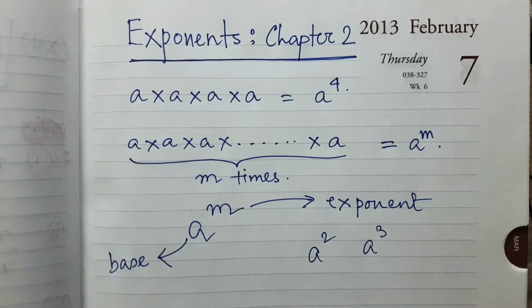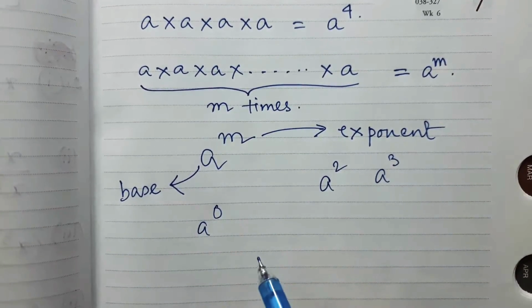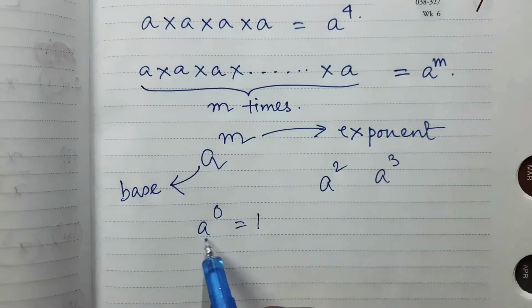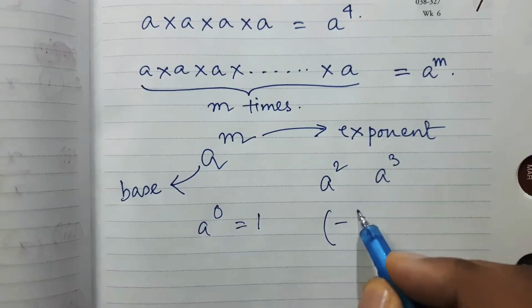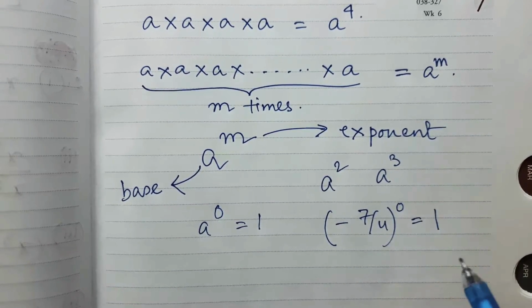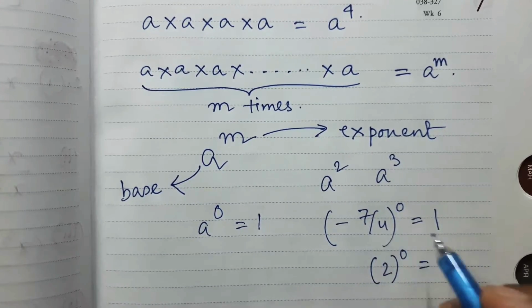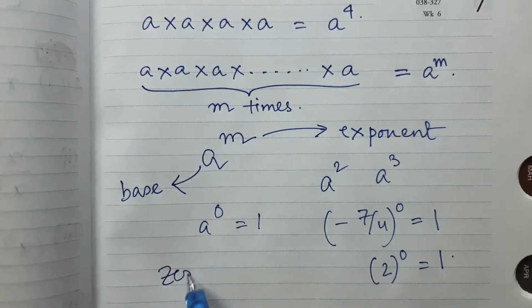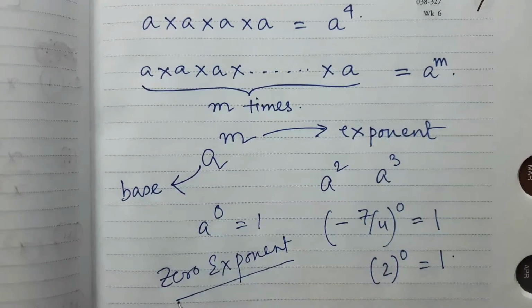Now if the exponent, that means this m, is 0, then it is called zero exponent. That means a power 0, and this value is always 1. Any value of a, if the exponent is 0, then it is always 1. Like minus 7 by 4 whole to the power 0 is going to be 1. Suppose 2 to the power 0, it is also going to be 1. Any value of a to the power 0 is always going to be 1. When this exponent is 0, we call it zero exponent.